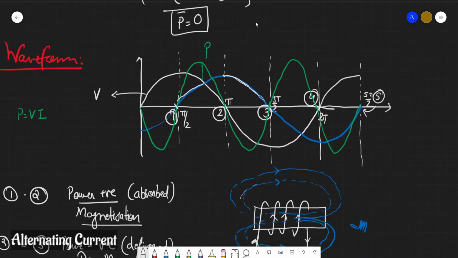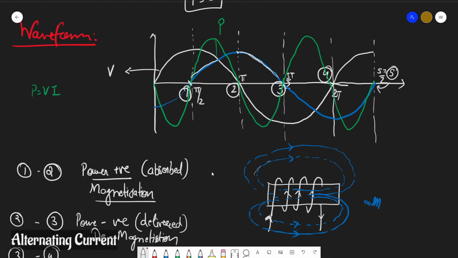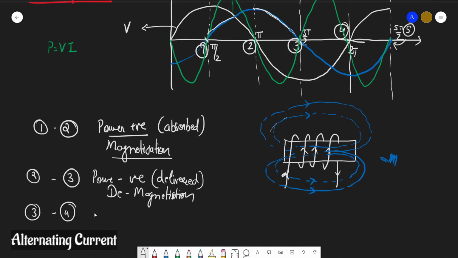In 3 to 4, both current and voltages are negative. That's why power is positive. So if power is positive, it means it is absorbed again.